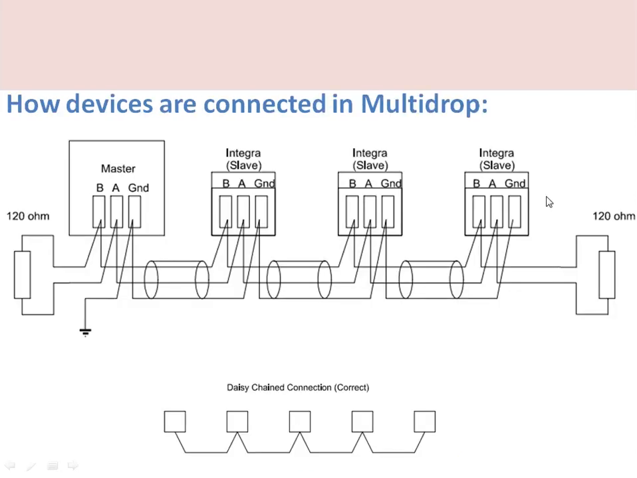Here we can see how devices can be connected in multi-drop. These are the two wires. This is one device, the master, and the other devices are slaves. The same wires are connected like this, which extends to the other devices, depending upon the protocol. This is known as daisy chain connection. Like this we have to connect the devices in multi-drop in the RS-485 serial communication standard.